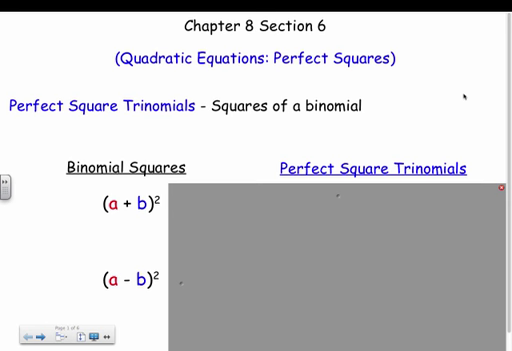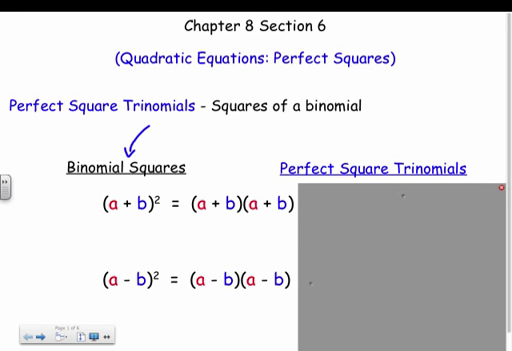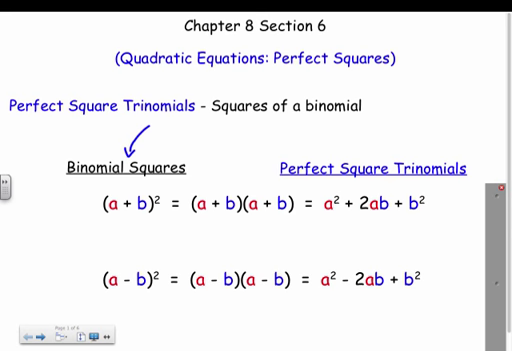So if you remember from last chapter when we did our FOIL method, we had two different pairs of binomial squares, a plus b squared and a minus b squared. If I expanded these out, it's really a plus b times a plus b and a minus b times a minus b. But remember our quick trick to get them to expanded form? We squared the first term, squared the second term, and then for the middle, we had to multiply the two terms and double it. So it ended up being a squared plus 2ab plus b squared, and the other one just changes the one sign to a minus sign.